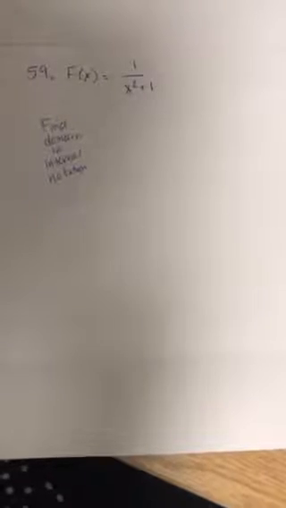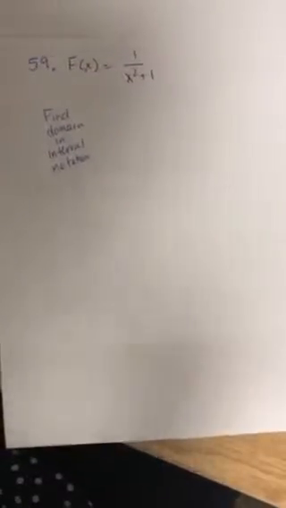I'm expecting some students might have a question on number 59. 59 asked us to find the domain and write the domain in interval notation, given the function f of x equals 1 over x squared plus 1.